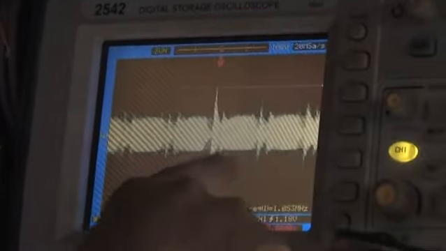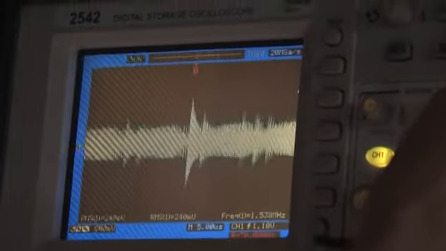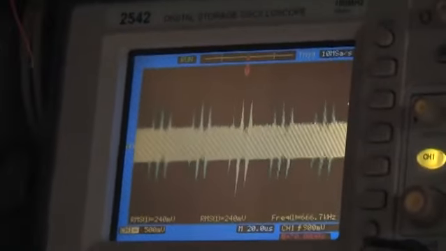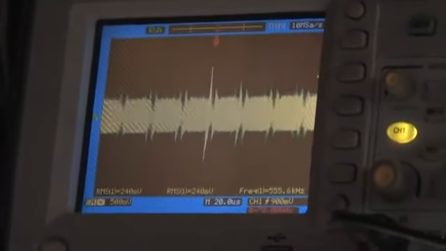Let me get it to where I want to see it. So you're not sweeping here. Yes, we are sweeping. You are sweeping. See it? So everything is running through that.